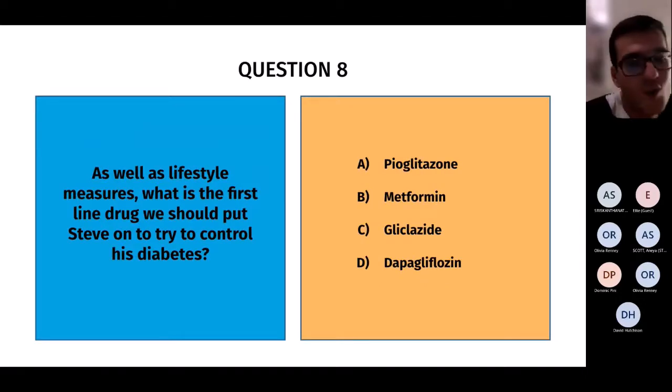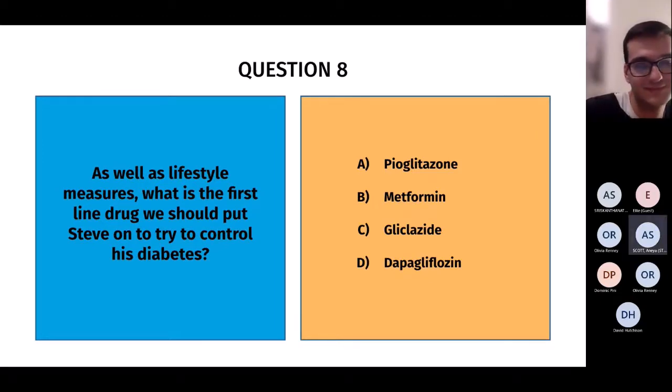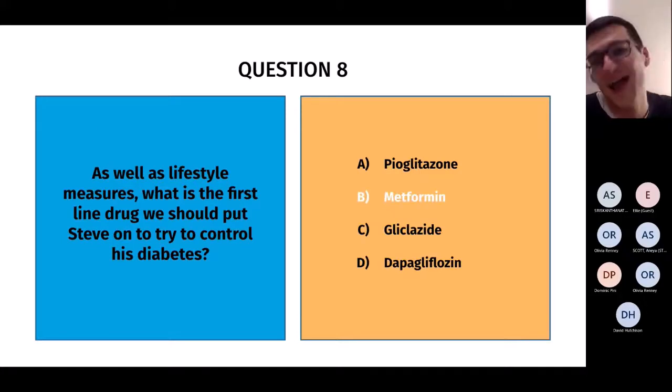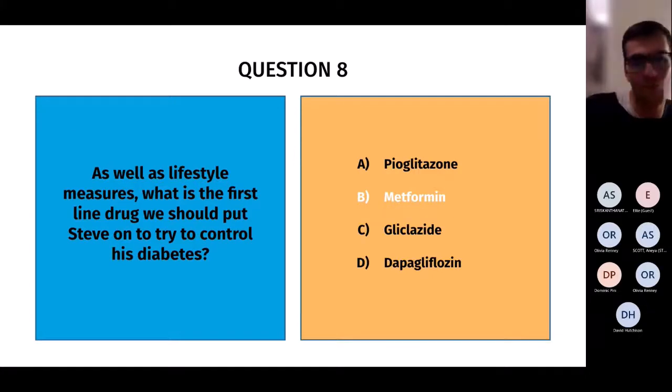So, as well as lifestyle measures, what is the first line drug we should put Steve on to try to control his diabetes? Steve is really the star of the show tonight. I think B. B, excellent. Metformin. That's the classic first line diabetes drug that we just whack people on, and it works pretty well usually.